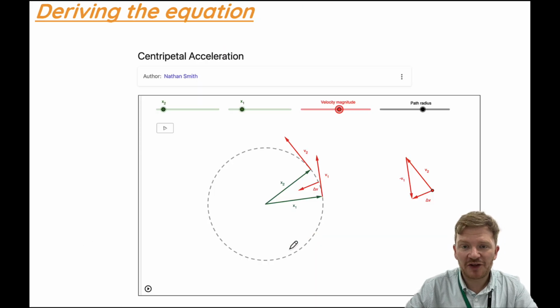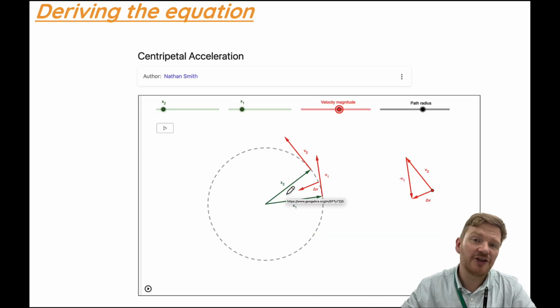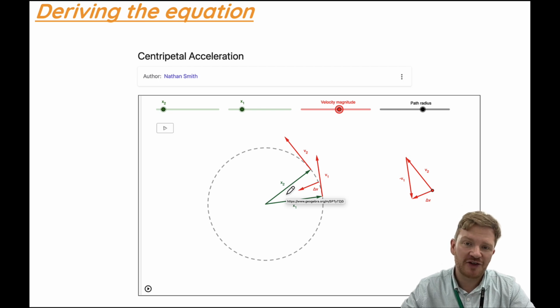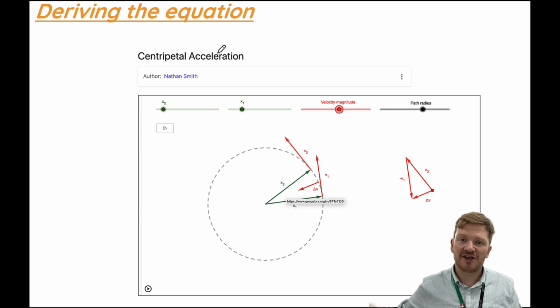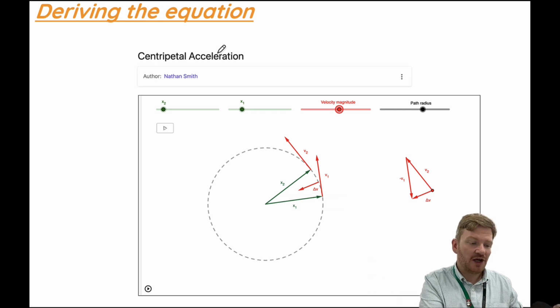Now, what we need to do is we need to be able to derive this equation. Well, actually, no, you don't need to, but it's useful to know how it's derived. You don't actually need to derive it. What you need to be able to do is use the equation that we get to. But I think it's helpful to be aware of where it comes from.